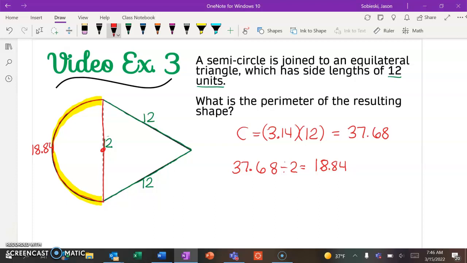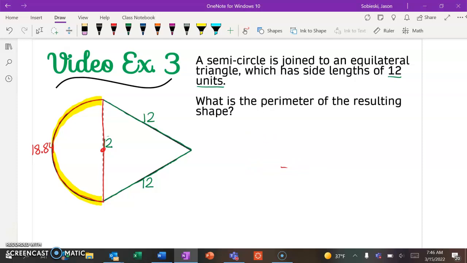And then since it asks for perimeter, I'm going to erase all of this work because we don't need it anymore. Perimeter just tells us to add up all the sides. So if we add up our red 18.84 plus the 2 12s that we're using on the outside of the triangle, 18.84 plus 12 gives us a final perimeter of 48.84 units. And we are all done.